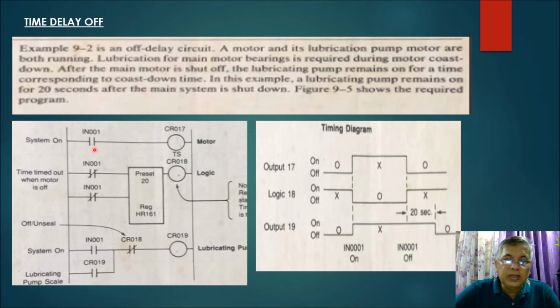Now, since input 001 here is released, in other words it is open, your input 001 here, which is normally closed, will go back to its normal condition, which is closed. Then, automatically, if this is closed, your timer, which is preset at 20 seconds, will now start counting up to 20 seconds.